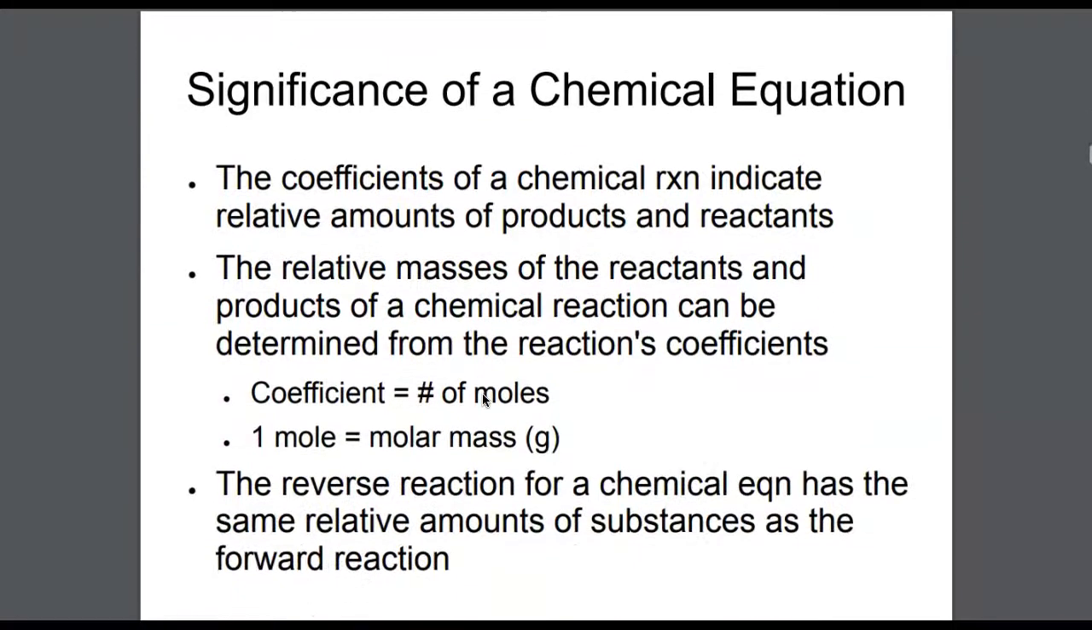So the coefficients of chemical reactions, they indicate the relative amount of products and reactants. We're going to use this information more so in the next chapter when we talk about stoichiometry, but coefficients are very important. It indicates the relative number of moles present for a chemical reaction. So we'll use these coefficients as conversion factors in the next chapter.